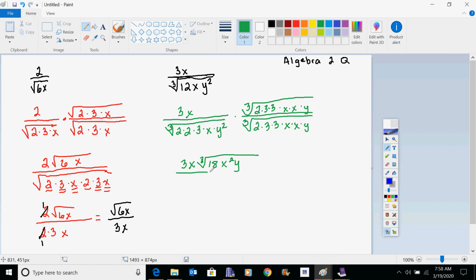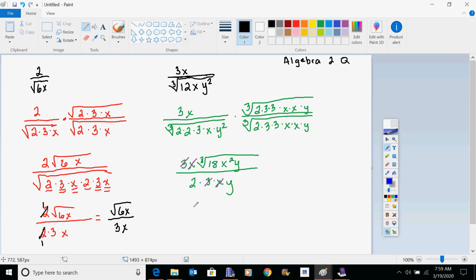But the denominator, think ahead with me. I have 1, 2, 3 2's, a 2 pops out. I have 1, 2, 3 3's, a 3 pops out. I have 1, 2, 3 x's, an x pops out. And I have 1, 2, 3 y's, a y pops out. Then what you can do is cancel out the one that's in common. Here's an x that's in common. That can cancel out.